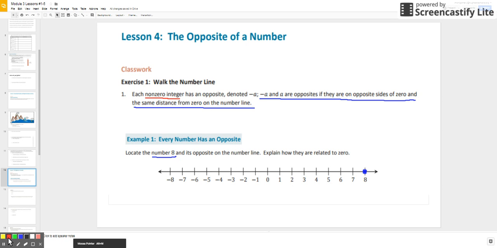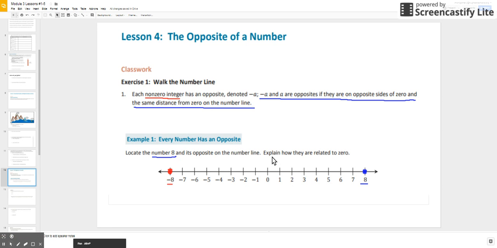Then we're going to identify its opposite. I'm going to use red for its opposite. Remember, a positive 8 is 1, 2, 3, 4, 5, 6, 7, 8 units from 0 to the right. Therefore, its opposite has to be 8 units to the left of 0. So 1, 2, 3, 4, 5, 6, 7, and 8. If you look at them, they both have 8s. They look exactly the same, except this one is negative, and this one over here is by itself, or we call it positive.